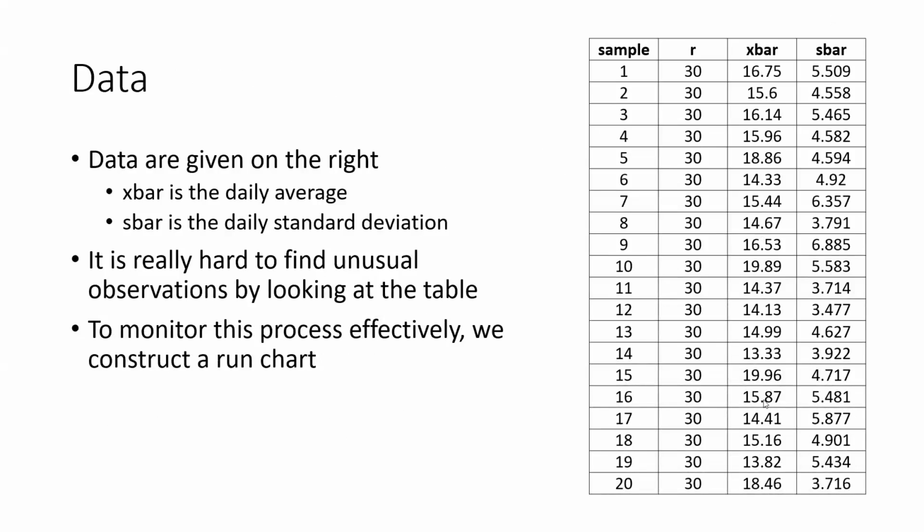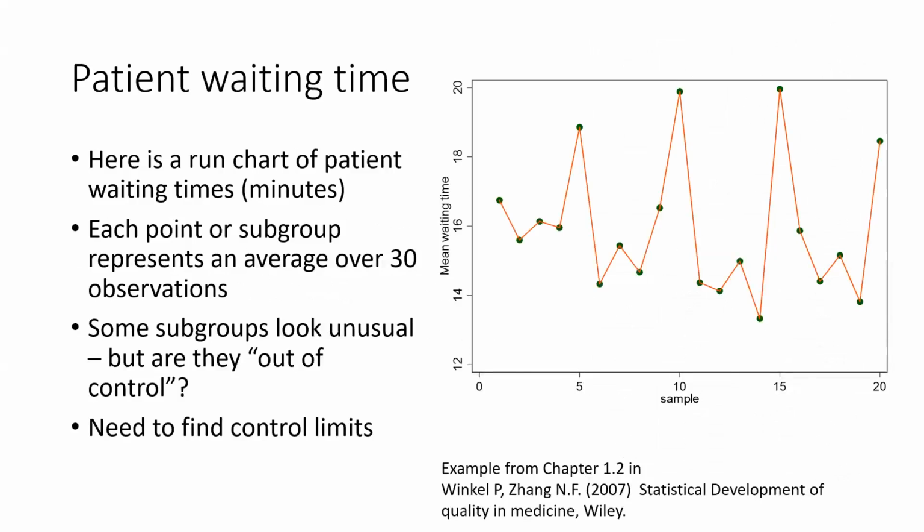Now, it's kind of hard to find what's unusual on this chart. So we look at the graph. Here we have a run chart. We see some variability in here and something looks maybe unusual, but are they so unusual as to be unlikely to be true, or there being some problem or issue or something to understand? To do that, we need to find control limits.